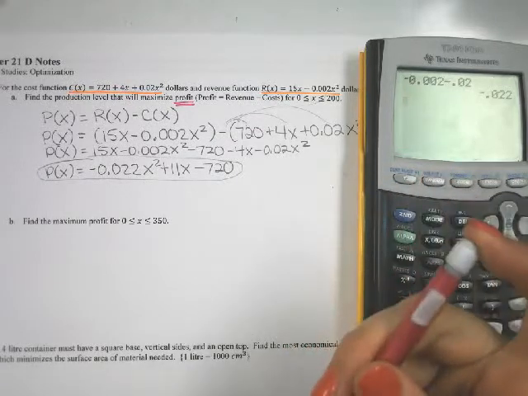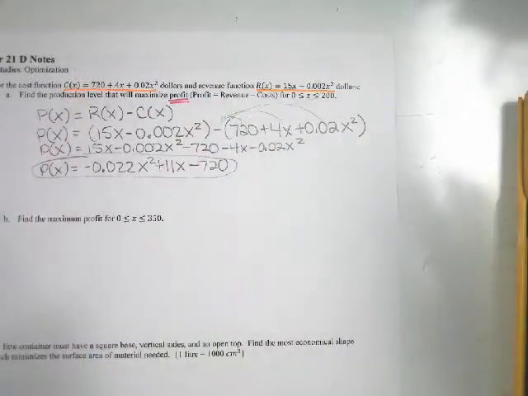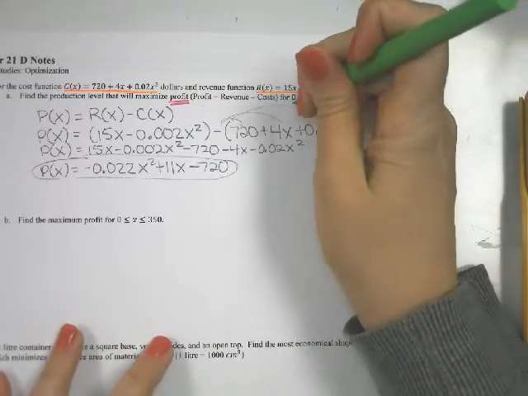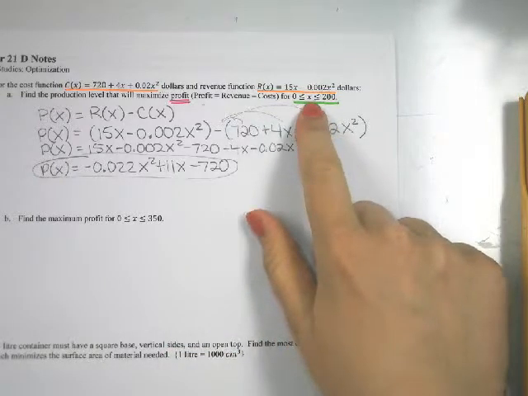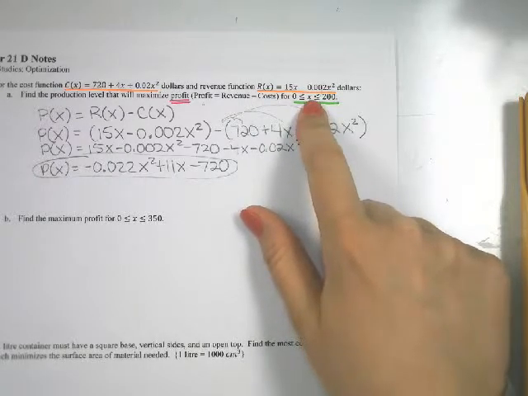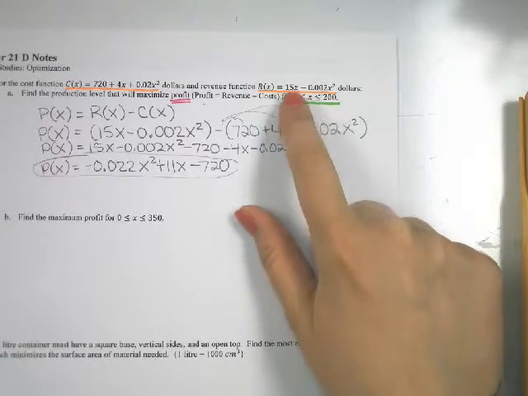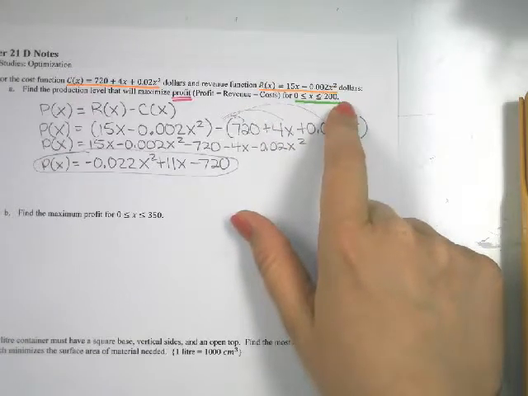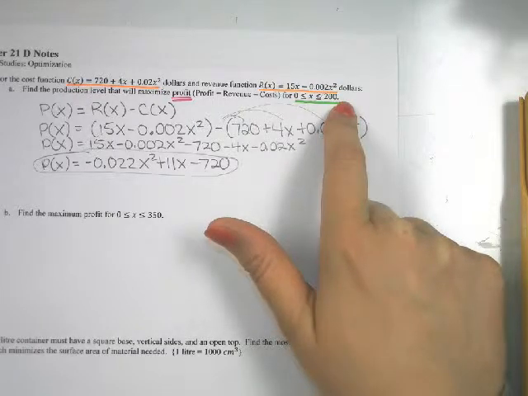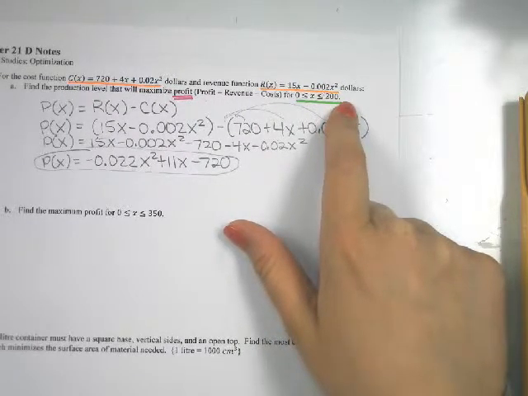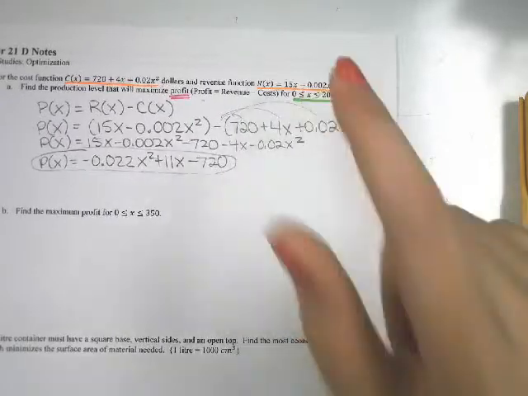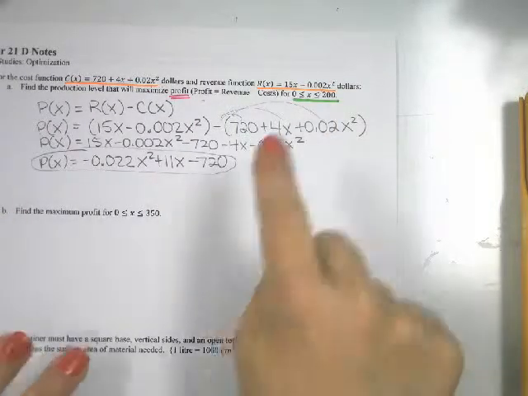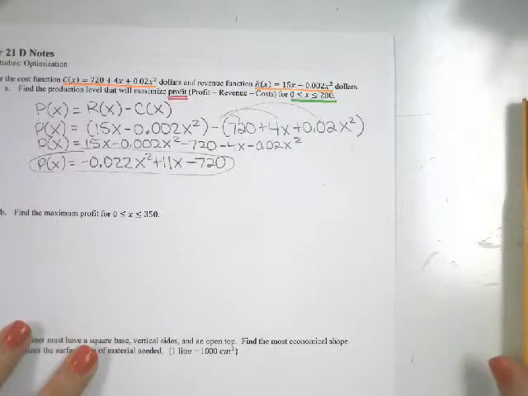So the first question says, find the production level that will maximize profit, and we have a restriction. So this says 0 is less than or equal to X, which is less than or equal to 200. What that means is the number of products we can make in a certain day or week or whatever this is, the number of TVs or boxes or whatever we're making, is between 0 and 200. So this might be due to labor restrictions, how fast our equipment works, that type of thing. We're restricted. So we can only make between 0 and 200 items for this example. So I want to figure out what value here gives me the most profit.